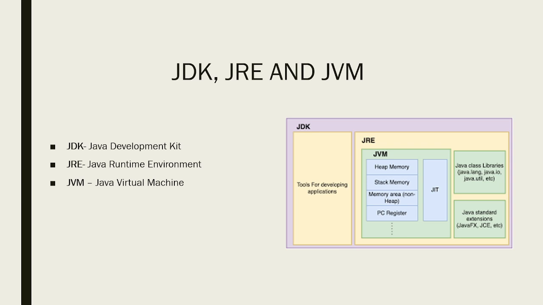What is JDK? JDK is the Java Development Kit, whereas JRE is Java Runtime Environment, and JVM is the Java Virtual Machine. On the right hand side of the image, you can see that JDK contains tools for developing an application plus JRE, whereas JRE contains JVM and the class libraries. In the next slides, we will go deep into JDK, JVM, and JRE.